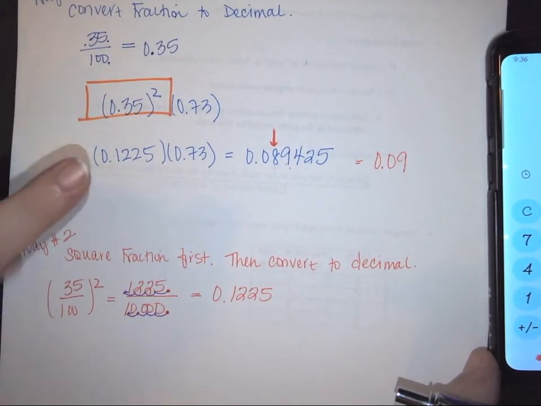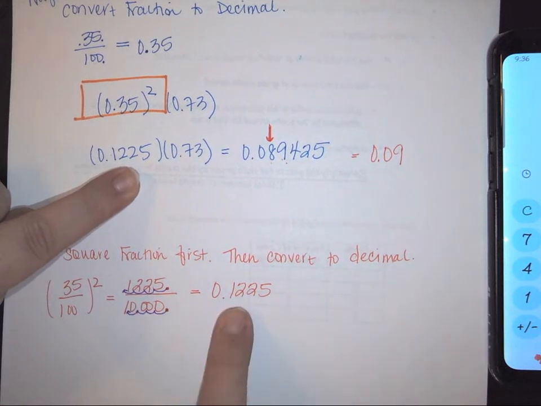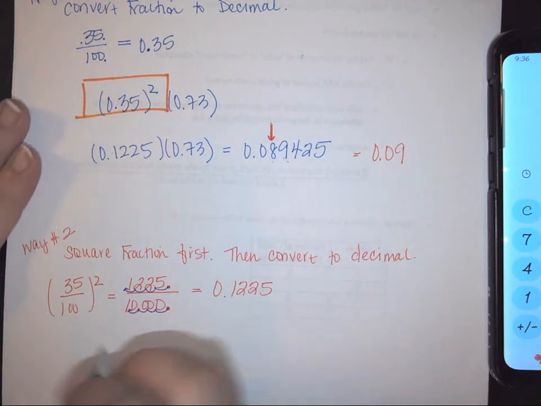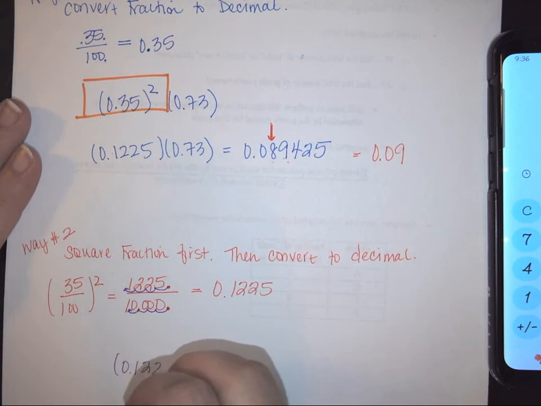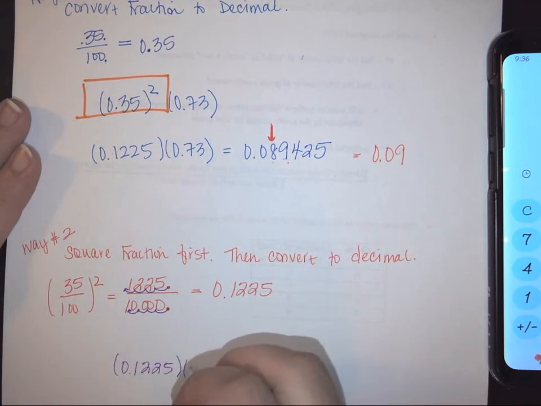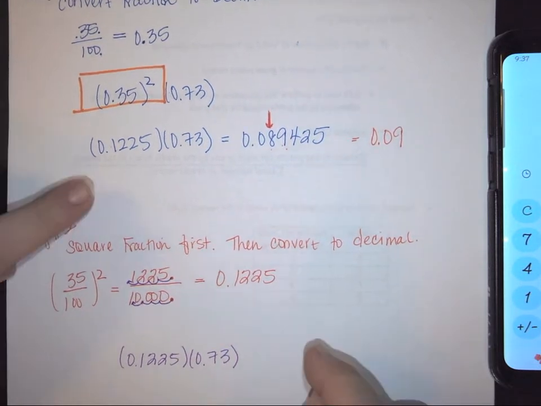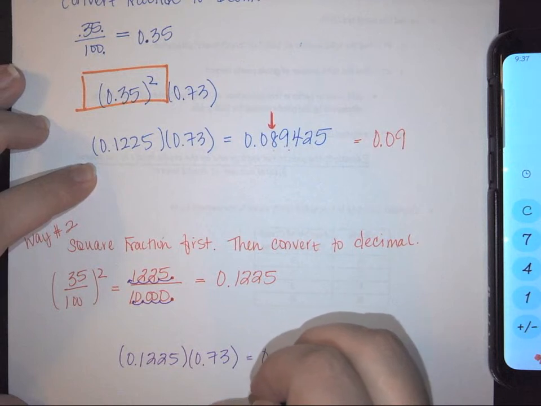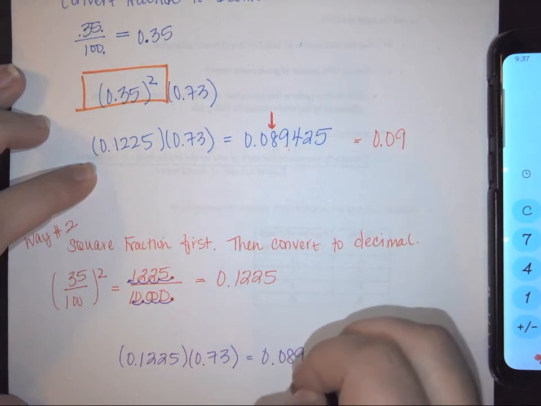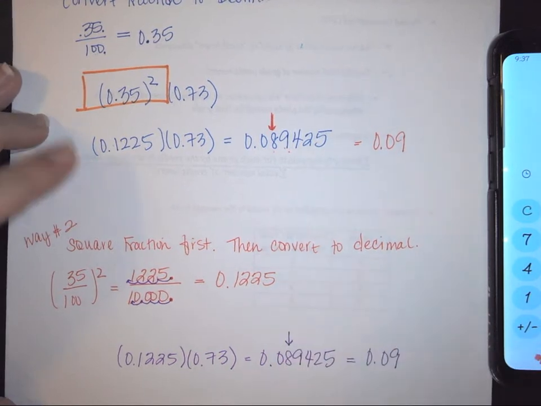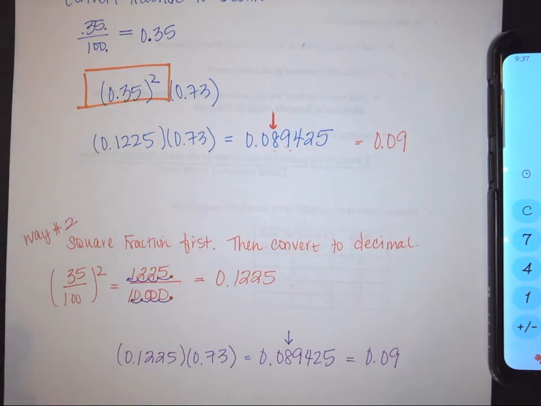Now you should notice, looky here, we end up with the same decimal, which means when we go to set it up, we've already done the squared piece. So here this is 0.1225 times the 0.73, which we already showed, since it's the same, to be the 0.089425, which equals 0.09 when we round to the hundredths space. Okay?